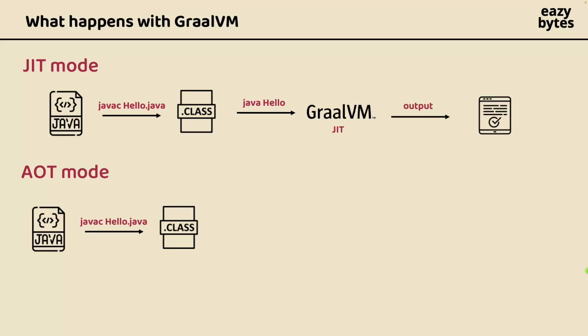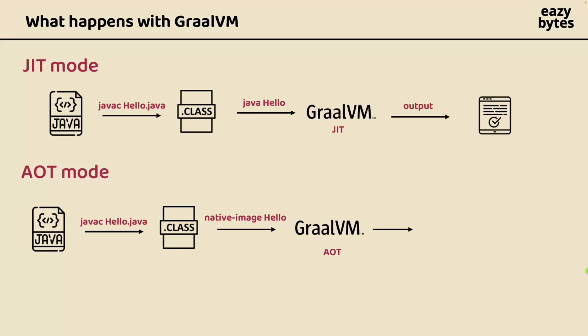When you issue a command which is native-image followed by your .class name, the AOT compiler or the AOT mode comes into the picture inside the GraalVM. What is so special about this AOT compiler? Let's try to understand. With the JIT compiler, the conversion of bytecode into machine code and the execution of the same machine code and translating that into output, everything is going to happen in a single step. Whereas with AOT mode, it is going to be divided into two steps.